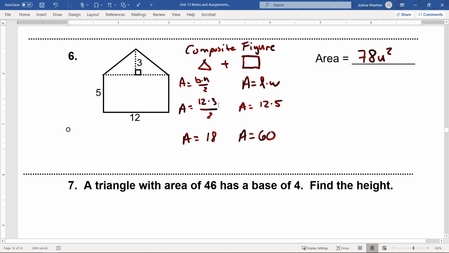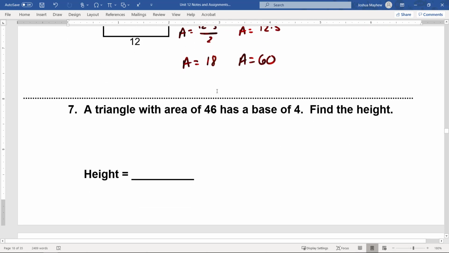Okay. All right, I do want you to try the last one. Hit pause and see if you can get the last one. Make sure you read it carefully. Hit pause now.